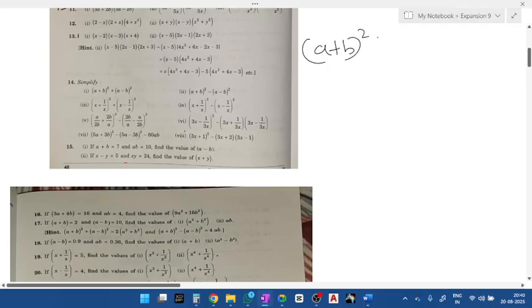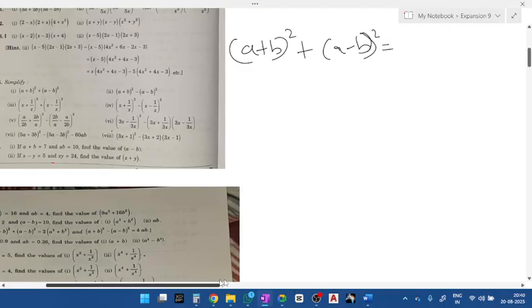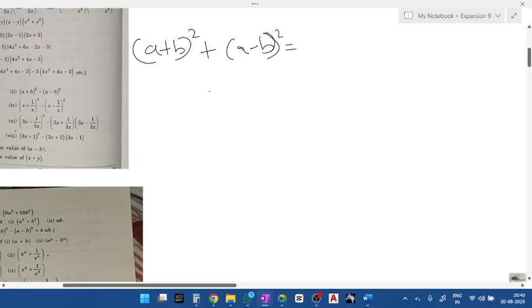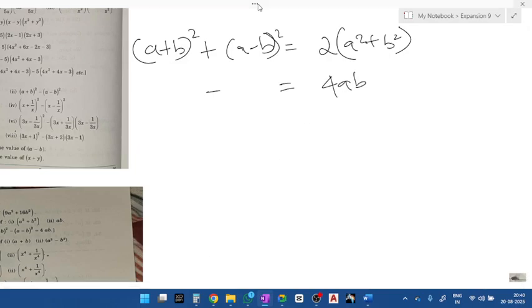A plus b the whole square plus a minus b the whole square. When you add them, what do you get? Unmute the call and answer, students. When you add, what do you get? 2 into a square plus b square. When you subtract them, you'll get 4ab. Now, you'll get 2 into a square plus b square and 4ab.